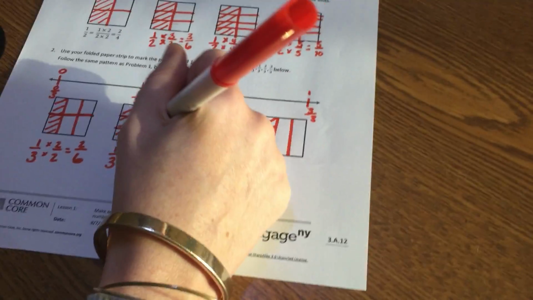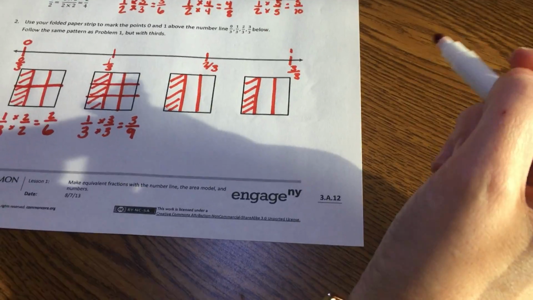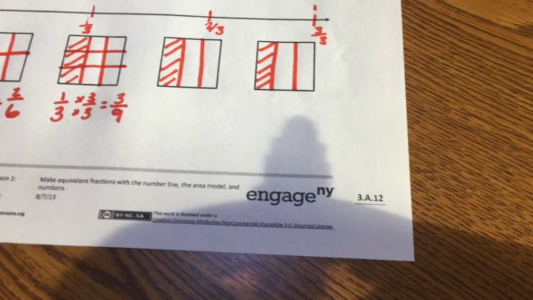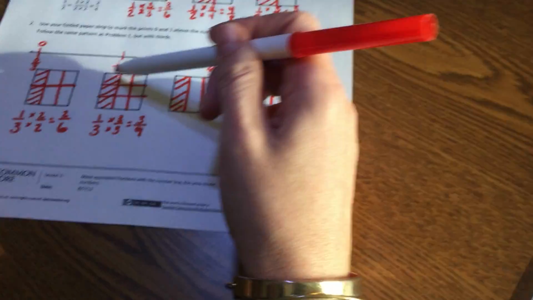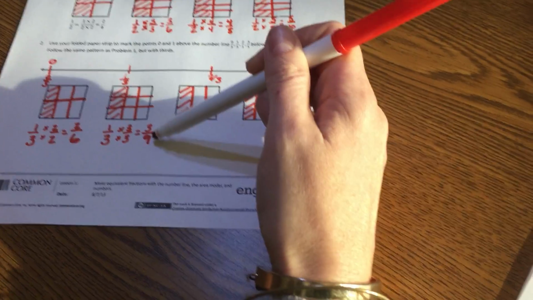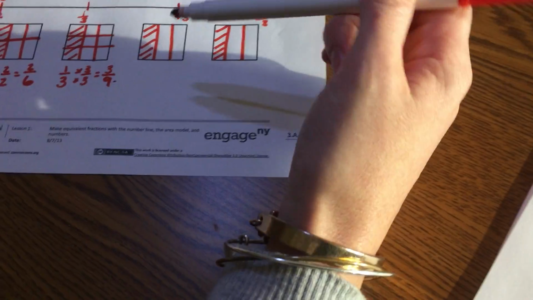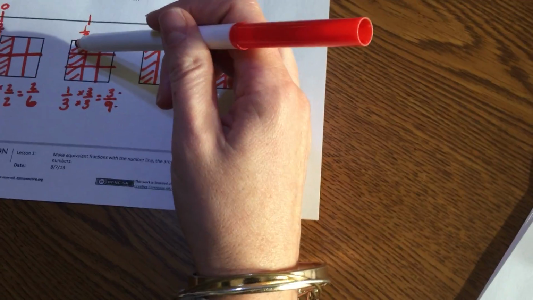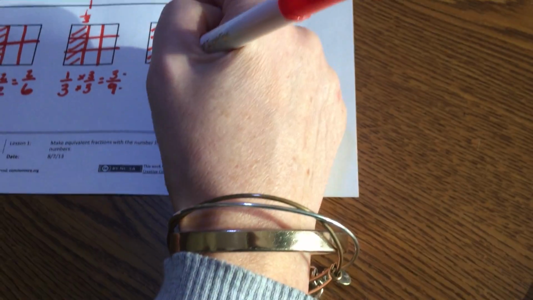Let's see. 1, 2. Trying to make my pieces as equal as possible, but I know it's tricky because you do it freehand. You're not measuring. That's okay. So let's see. 1, 2, 3, 4, 5, 6, 7, 8, 9. That matches my denominator. So there's 9 total pieces, and my numerator is showing what's shaded. 1, 2, 3. So 3/9 is equivalent to 1/3.